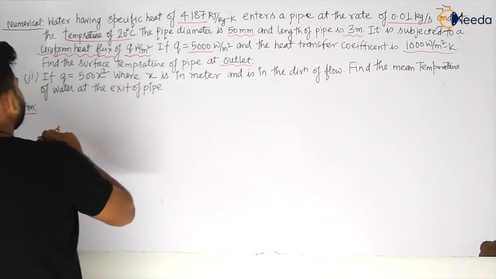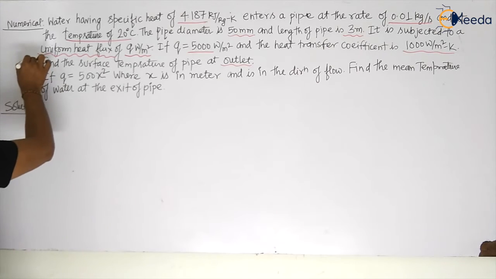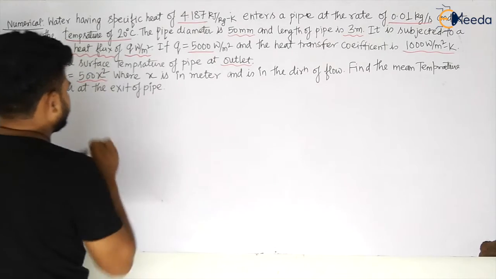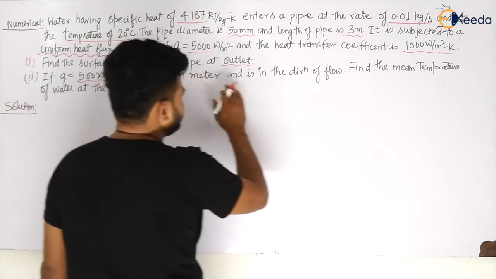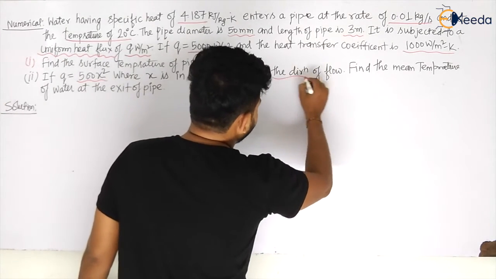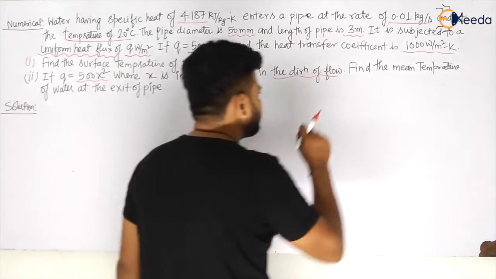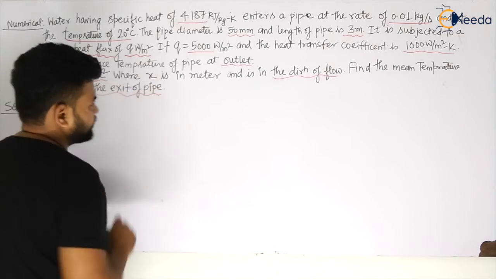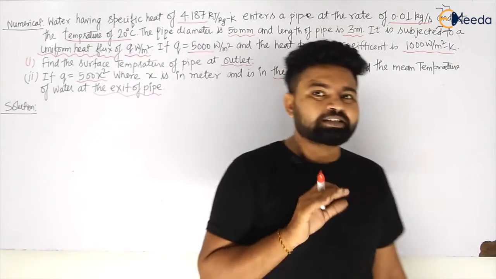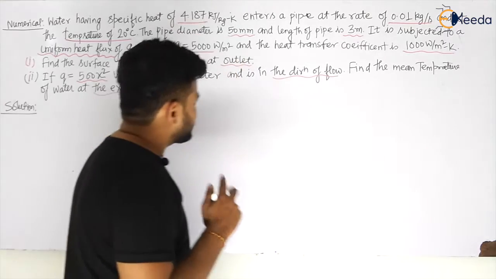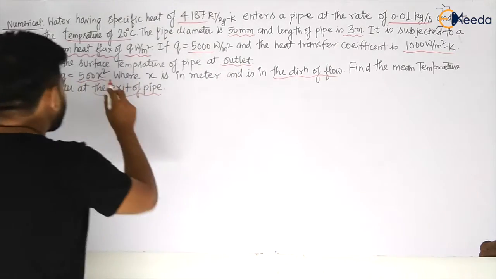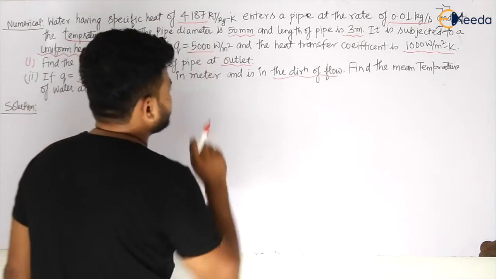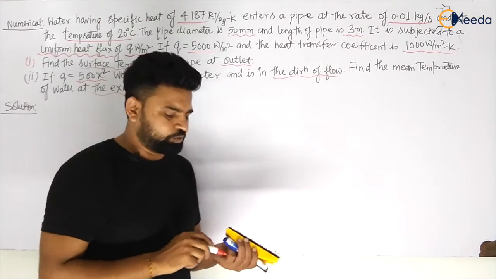Now, that is your first question, and second is, if Q is equal to 500 x square, where x is in meter and is in the direction of flow, find the mean temperature of water at the exit of the pipe. So he is asking the mean temperature of water at the exit of the pipe in the second, and the surface temperature of the pipe at the outlet in the first case. So let us see this question.